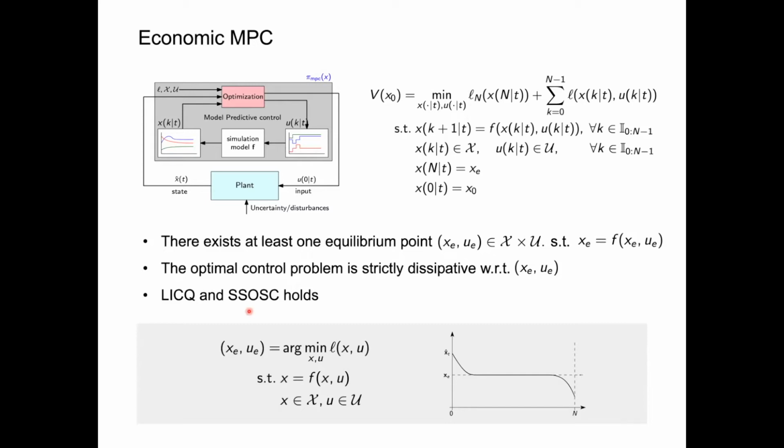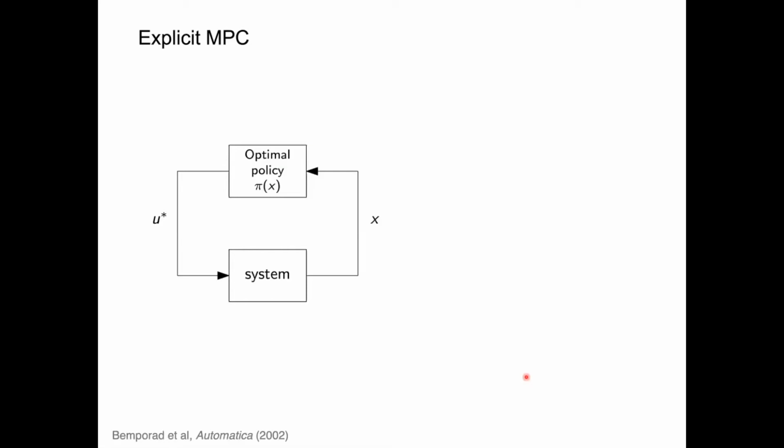Then under these conditions, it can be shown that the equilibrium point xe, ue is the unique minimizer of the steady state optimization problem. And strict dissipativity implies that the system is optimally operated at steady state. In order to avoid the high memory footprint and high computational burden, the implicitly defined MPC policy can be replaced with a pre-computed explicit MPC policy.